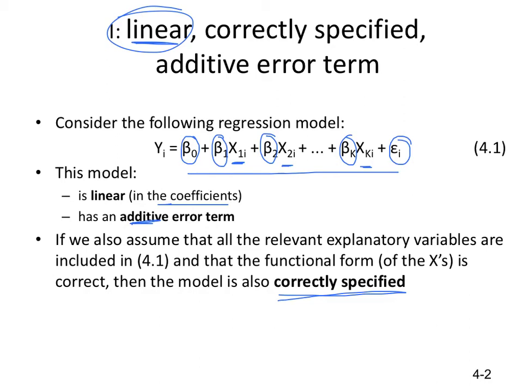The other part of correct specification has to do with the functional form. Everything here is linear in the x's in this particular case. But what if we're wrong about that? What if the x2 should have been squared? Or what if the x1 should have been logged? We're going to assume that we have the correct functional form as well as the correct set of x's. But this could easily be violated.